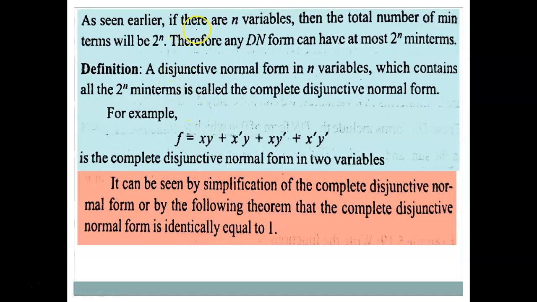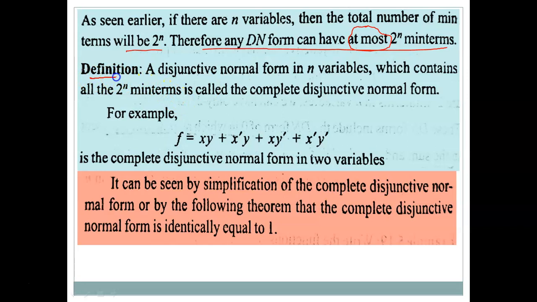So we can say if there are n variables, then the total number of minterms will be 2 raised to power n, and therefore a disjunctive normal form can have at most 2 raised to power n minterms. The word "at most" should be kept in mind. It is not necessary that a given Boolean function, if we put it in the disjunctive normal form, must have exactly 2 raised to power n minterms. It can have less than 2 raised to power n minterms, as the situation was in this example.